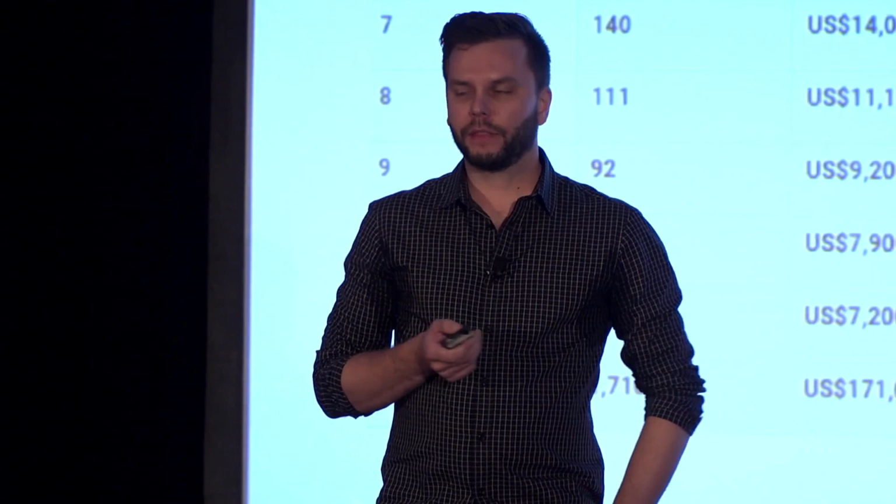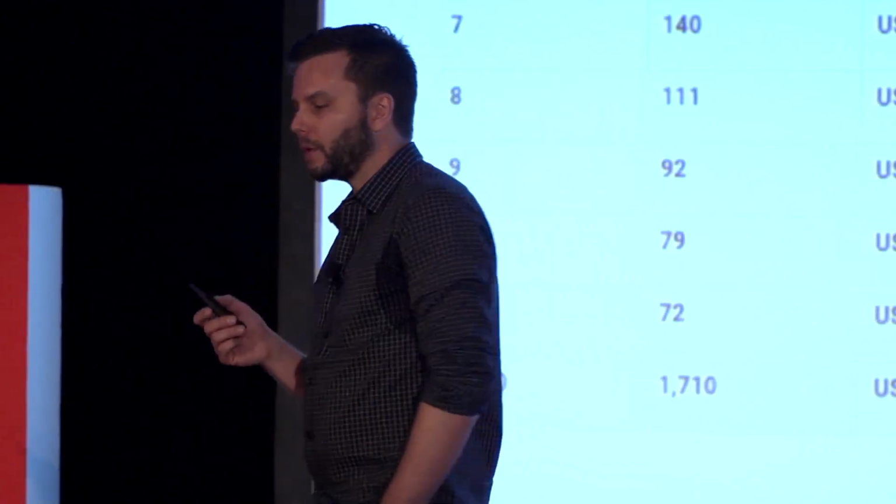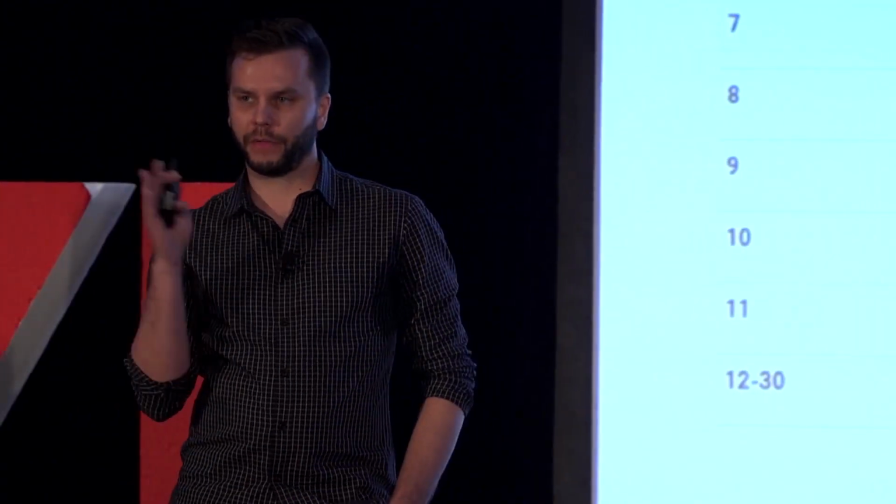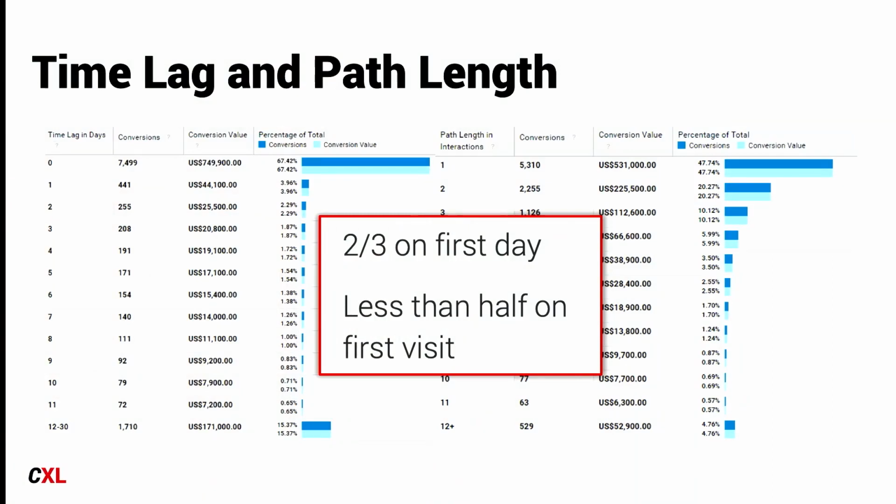So time lag and path length, so these are multi-channel funnel reports in Google Analytics. So these actually start with the conversion, and then they work backwards from that. So this will tell you how many days did it take before they actually converted from when the user first arrived, and how many touch points did it take. So what we're seeing here is around 2/3 of the conversions are actually happening on the first day, and then it tapers off pretty quickly from there.